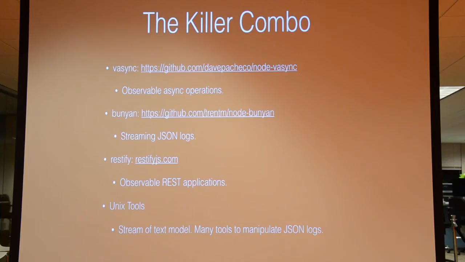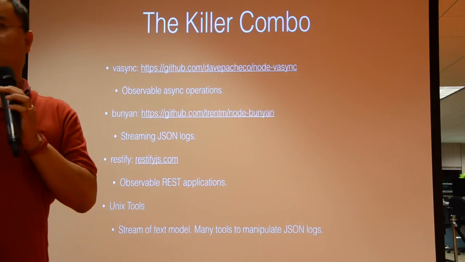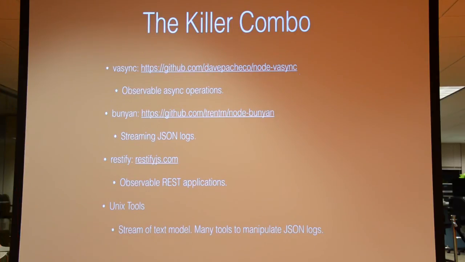We've got vAsync, which gives you observability over maybe the hardest part in JavaScript, which is asynchronous operations. We've got Bunyan, which gives you streaming JSON logs, and now you can parse them with machines, because machines do it much easier. You've got RESTify, which gives you all the metrics that you need as part of building out a REST application. And then finally, a shout out to the Unix philosophy, right? Streaming of text model. So you've got many tools there to manipulate your JSON logs.